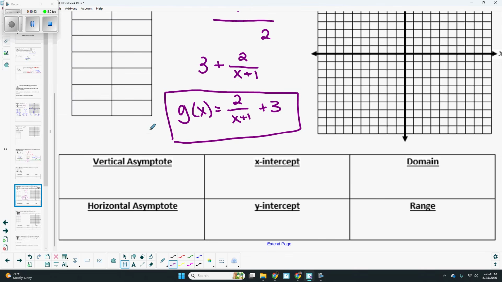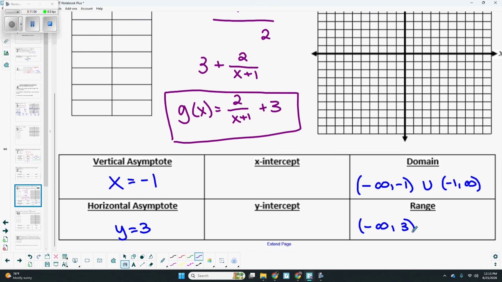Our key information now. So the vertical asymptote, we have plus 1 on the bottom, so x equals negative 1. And my domain would go negative infinity to negative 1 and negative 1 to infinity. My horizontal asymptote, I have the plus 3 afterwards, so y equals 3, negative infinity to 3, and 3 to infinity. I can graph my two asymptotes.